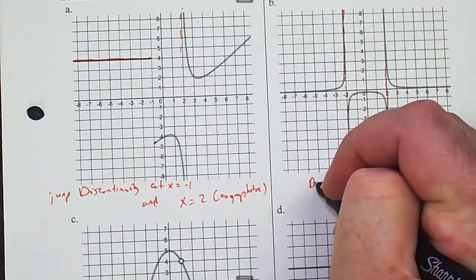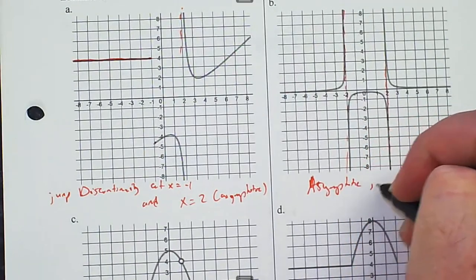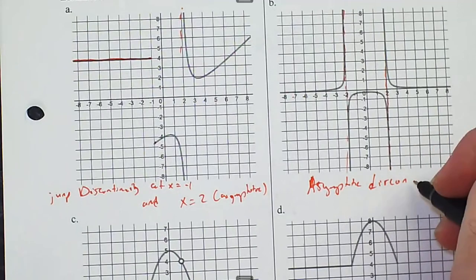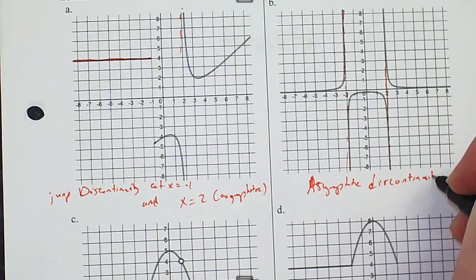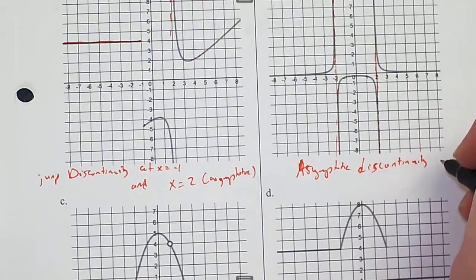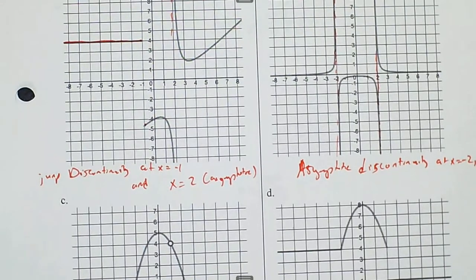So those are discontinuities. I'll go ahead and name them. Asymptotic discontinuity. It's not a word that can possibly be spelled right. Asymptotic discontinuity at x equals negative 2 and 2. If I want to give it an even fuller name, I'd say it's a non-removable asymptotic discontinuity at x equals negative 2 and x equals 2.